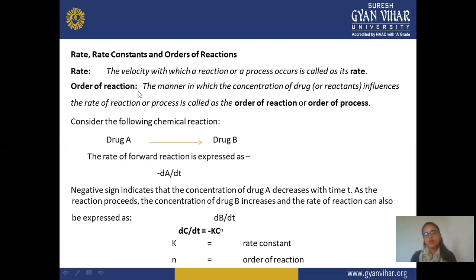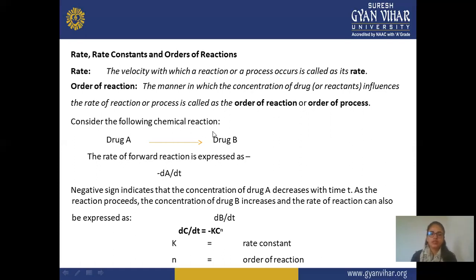Next is order of reaction. Order of reaction is the manner in which the concentration of a drug or reactant influences the rate of a reaction or process. It is called the order of reaction or order of the process. It means that after administration, you check the concentration of the drug or reactant, how much drug concentration is available for that particular effect. How it influences the rate of the reaction or process is called the order of the reaction.